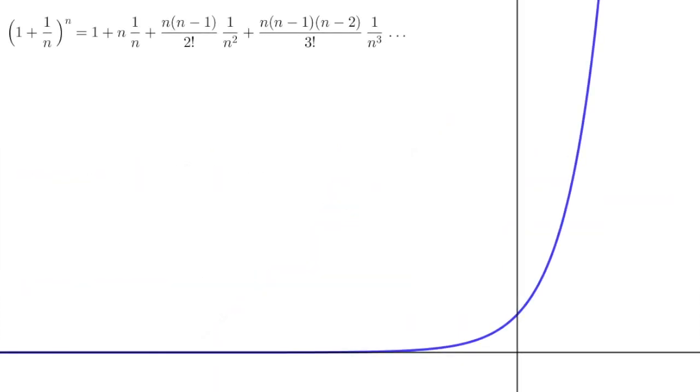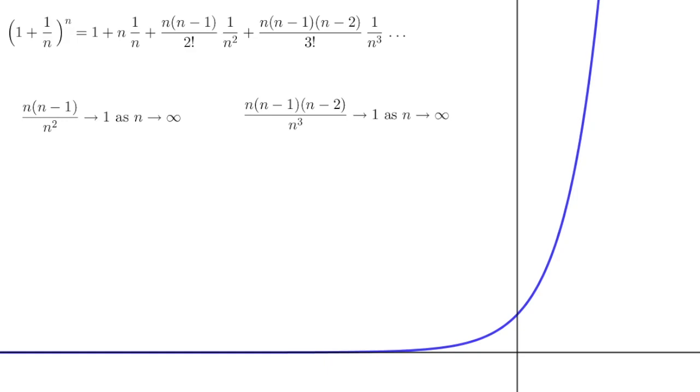And we can look at e yet another way and find yet another way to calculate it. Remember from the binomial theorem that 1 plus 1 over n to the power of n is 1 plus n times 1 over n plus n times n minus 1 over 2 factorial times 1 over n squared, and so on and so on. And as n gets bigger and bigger, n times n minus 1 over n squared gets closer and closer to 1. And the same for the next term, n minus 1, n minus 2 over n cubed gets closer and closer to 1. And that's the same for every term.